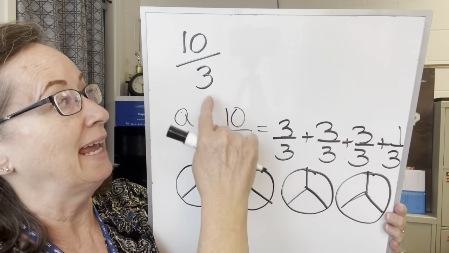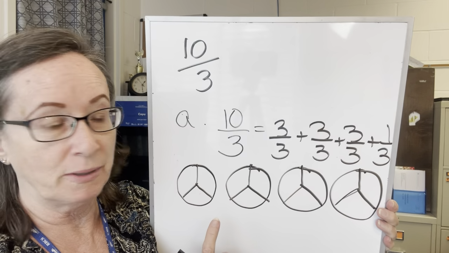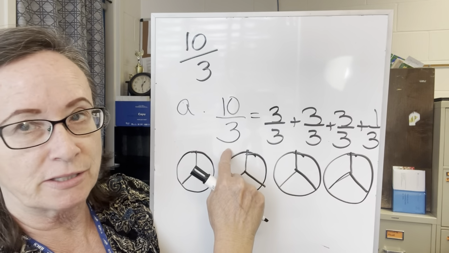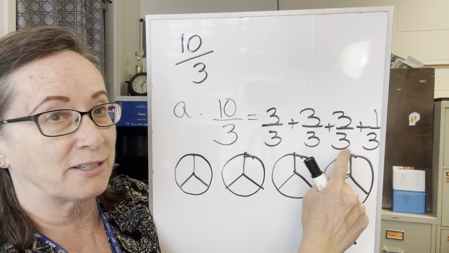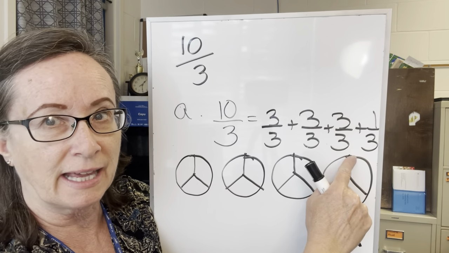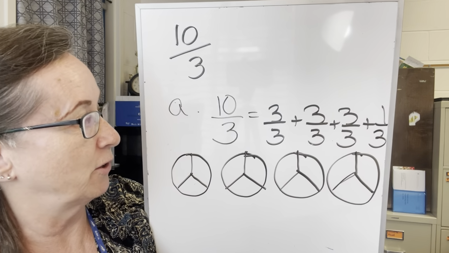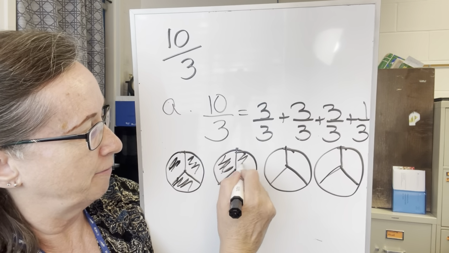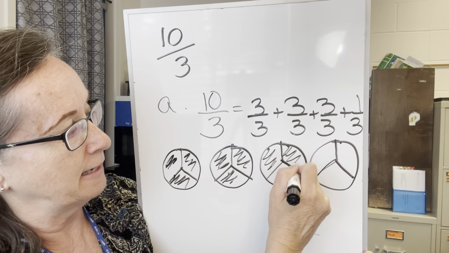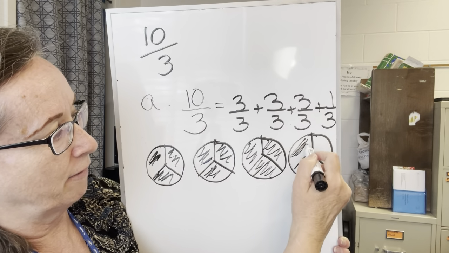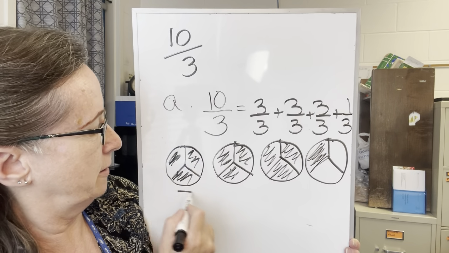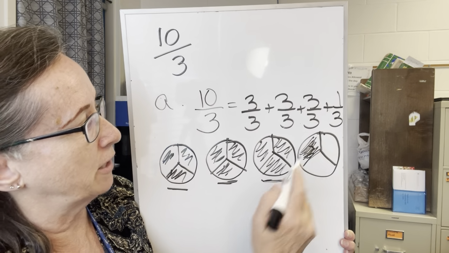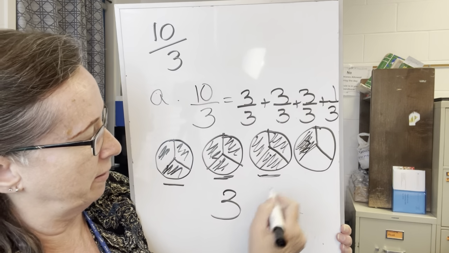Okay, so here we have an improper fraction that we're turning into a mixed number. So we have 10 thirds is equal to 3 thirds plus 3 thirds plus 3 thirds. And that would be 9 thirds altogether, plus one more third would give us 10 thirds. So drawing a picture, if I have 10 thirds, 1, 2, 3, 4, 5, 6, 7, 8, 9, 10. Okay, so this is 3 thirds and 3 thirds and 3 thirds, which are each wholes, and 1 third left over. So 3, 1, 2, 3, and 1 third.